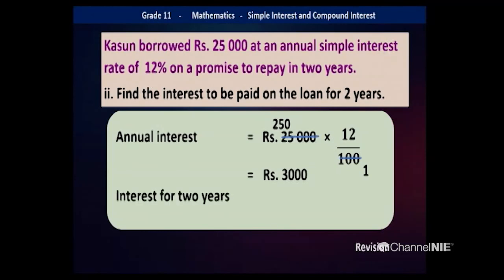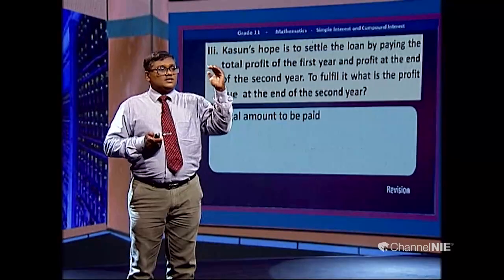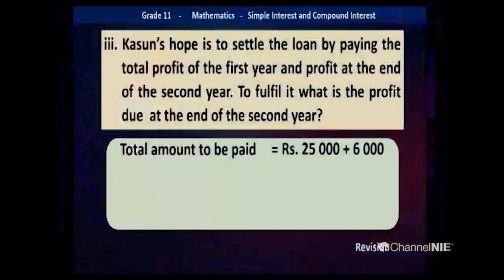Then interest for 2 years. They tell about 2 years. 3,000 into 2, answer rupees 6,000. Therefore, for the loan, this person has to pay rupees 6,000 altogether. Now, the total amount to be paid. Now, how to get rid of the loan? How to settle the loan?